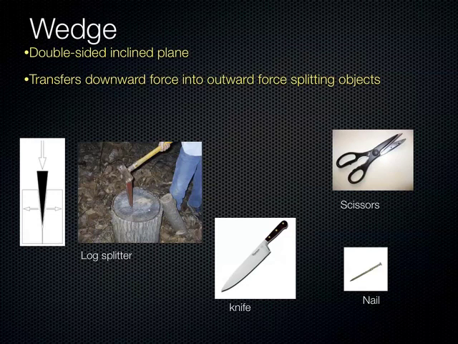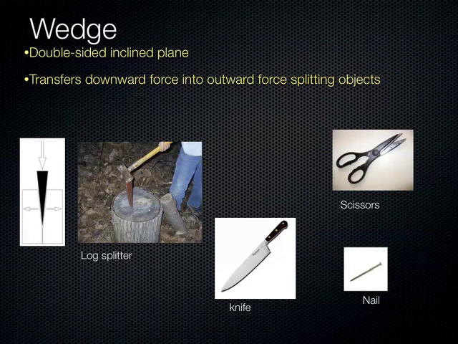If you look at this first diagram here, what you see is a downward force, which is this arrow, on the wedge, is transferred to an outward force, pushing to each side. And that's what cuts an object. Has anyone ever used one of these wedges as a log splitter? Have you ever had to cut or split firewood?